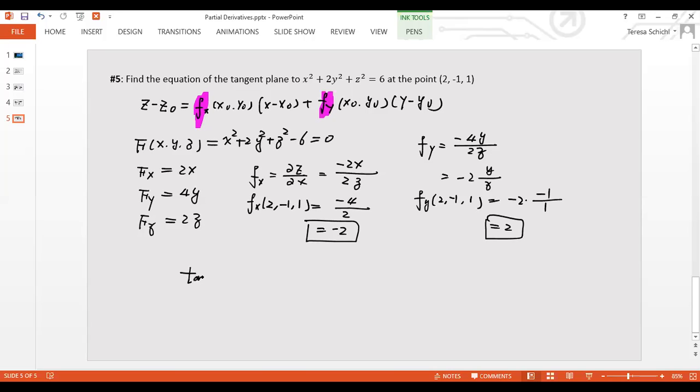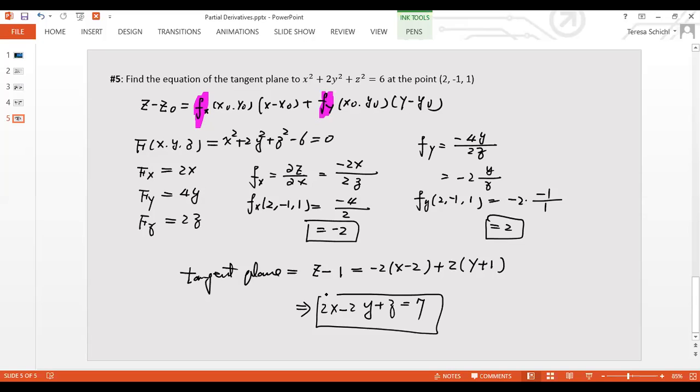Okay, so finally, my tangent plane. What will my tangent plane be? z minus 1 is equal to f of x, negative 2, times x minus 2, correct? Then plus f of y, so it's 2 times y plus 1, right? If you simplify it, then we get 2x minus 2y plus z equal to 7. So this is the tangent plane.